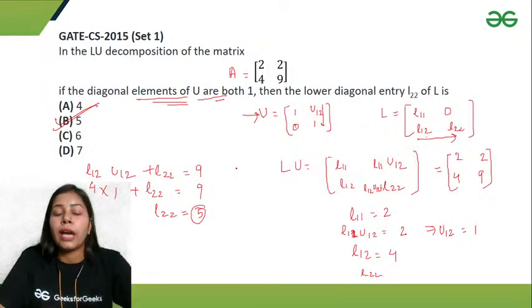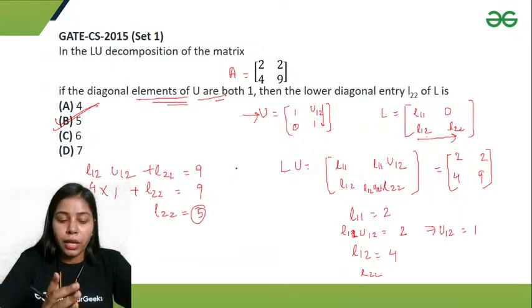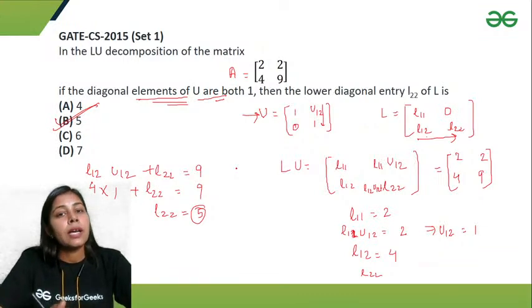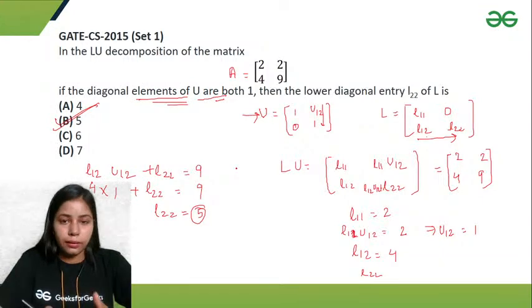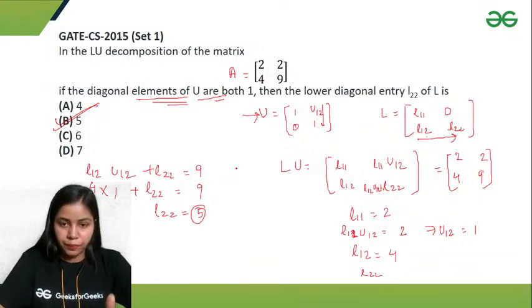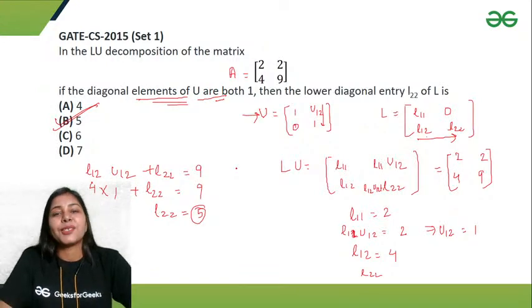So basically you have to take one L matrix and one U matrix. L is lower triangular, U is upper triangular. If they have given that the diagonal entries of U are one, then you will take the diagonal entries of U as one. Otherwise you can take the diagonal entries of either one of the matrices L and U as one, right? Okay, so let's move forward.